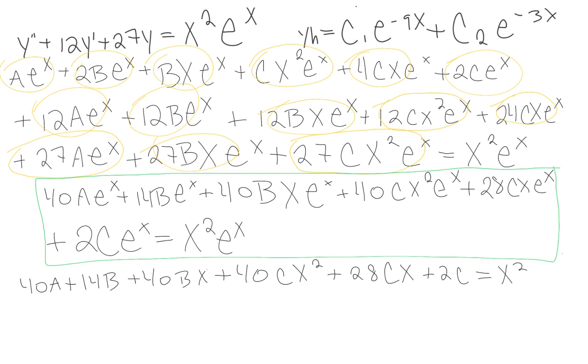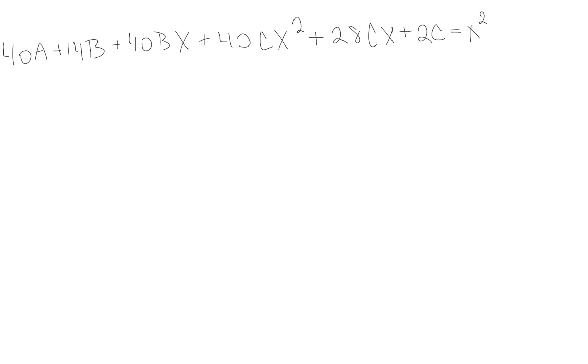So, after factoring out my exponential function and getting rid of it on both sides of my equation, I end up with 40a plus 14b plus 40bx plus 40cx squared plus 28cx plus 2c equals x squared. So, the goal here is to solve for a, b, and c rather than x or y. Do not get that part confused. There's a number of different approaches that could be taken to solving for a, b, and c, but I'm going to go ahead and reduce this to a system of linear equations so I can make all this into a matrix.